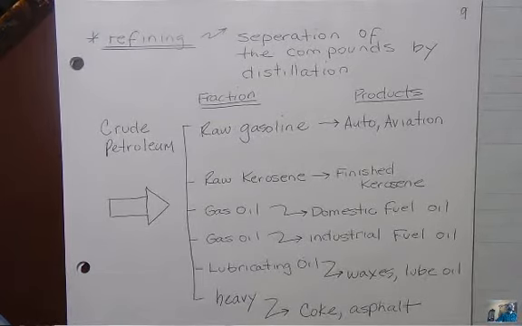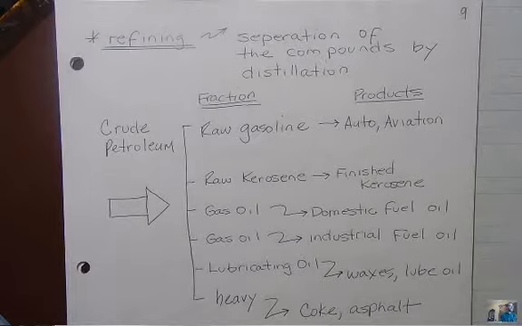So we are up to talking about what it means to refine the petroleum that you extract from the earth. Refining is the separation of compounds by distillation. First we're going to talk about what that means and what the different fractions are. And then I'll show you a couple of pictures from the old book that are related to distillation.